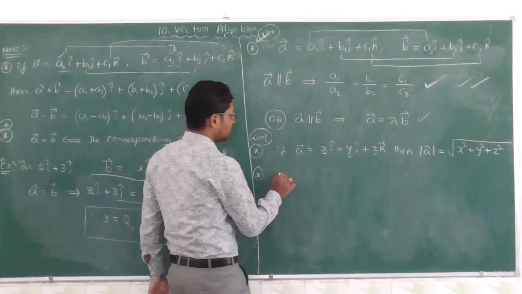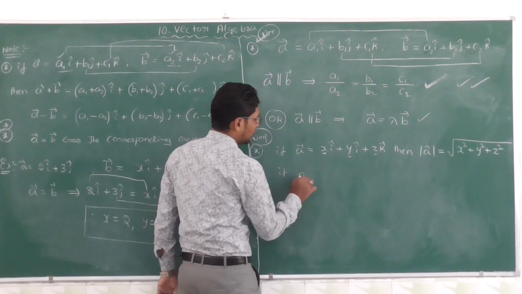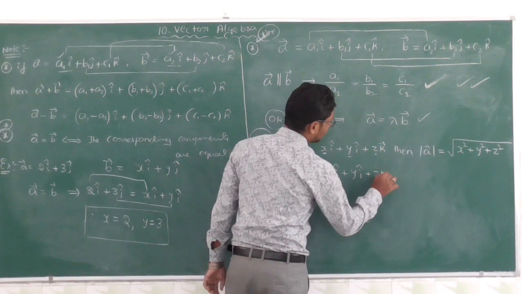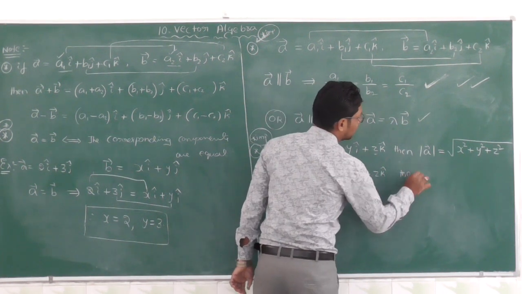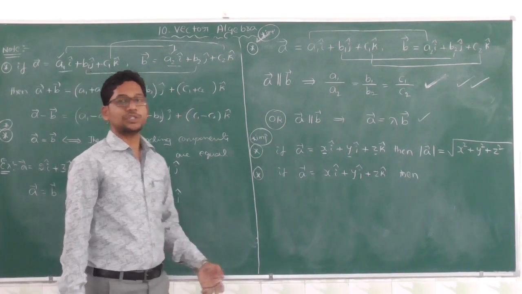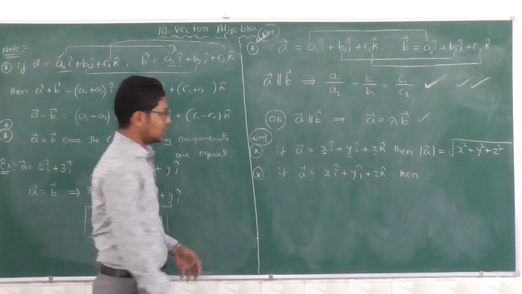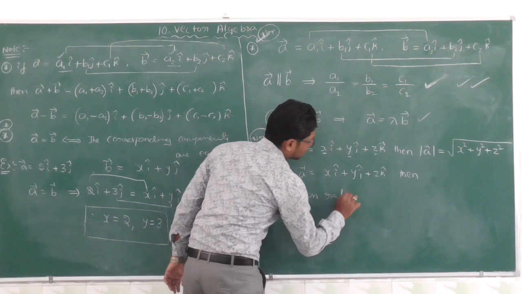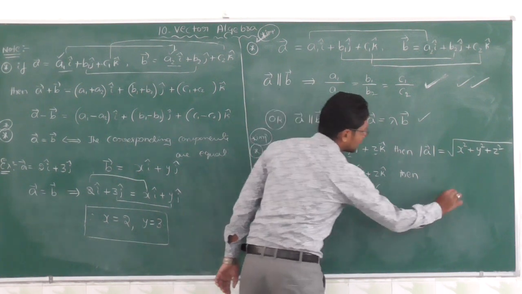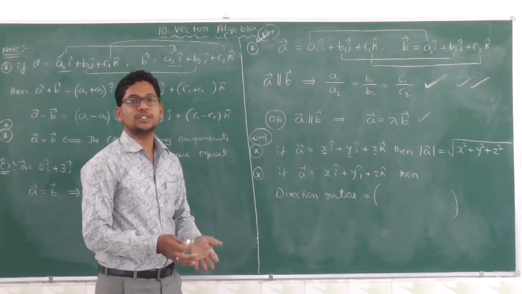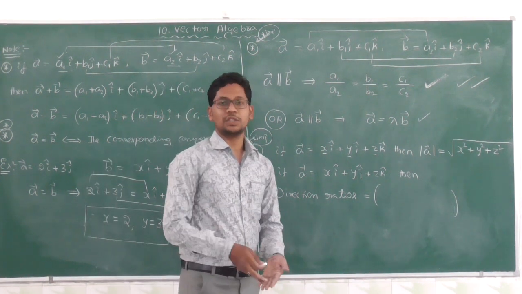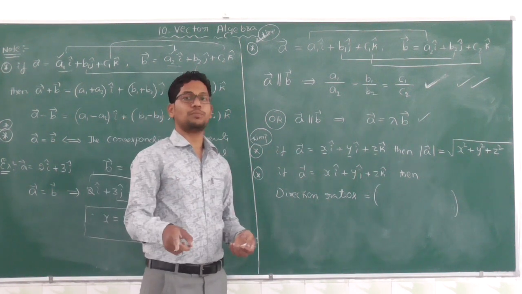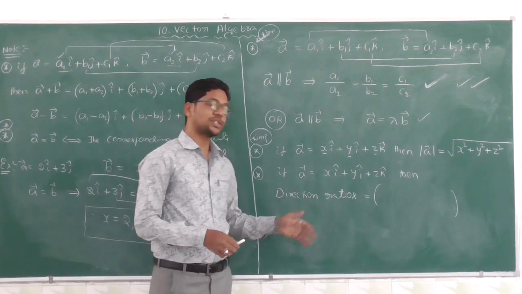Now, if A vector equals xi plus yj plus zk, then how to find the direction ratios and how to find the direction cosines? Direction ratios. How to find the direction ratios? Direction ratios is very simple. Scalar components or rectangular components are also called direction ratios.